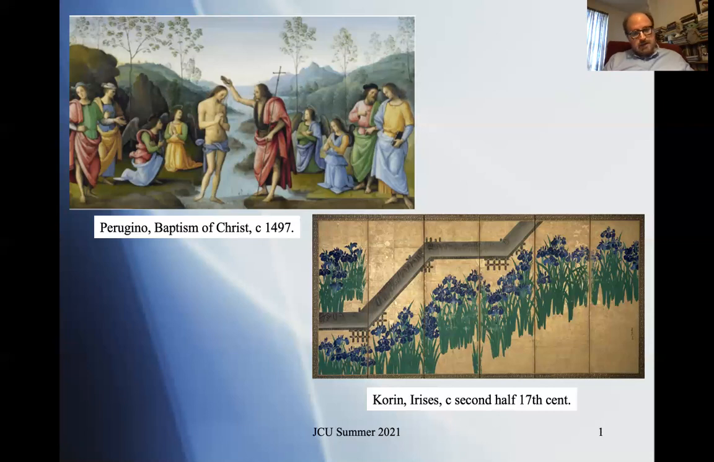So I just wanted to quickly mention that the second part of the experiment is to make a compound called malachite, which is a copper compound that is a naturally occurring pigment. It's a copper ore, and it's quite prevalent in art history. Here are two examples to show the spectrum of use. This Perugino is an Italian painting from the 15th century, and this Korean screen is actually a Japanese painting from the second half of the 17th century.